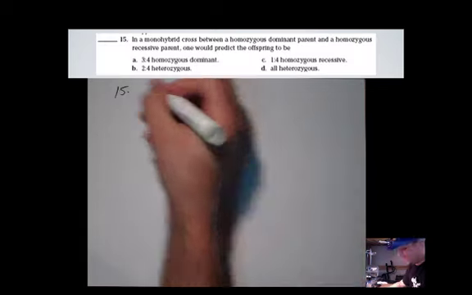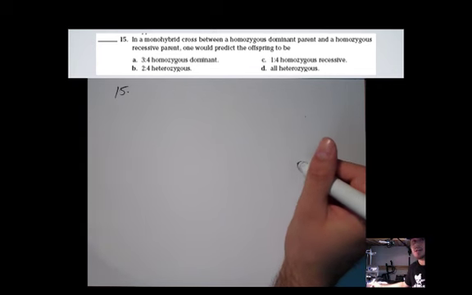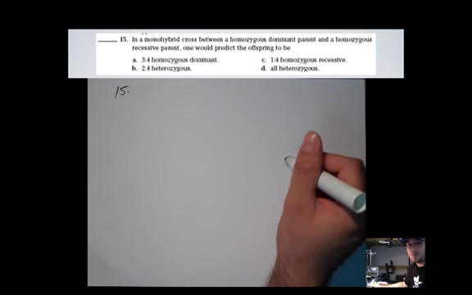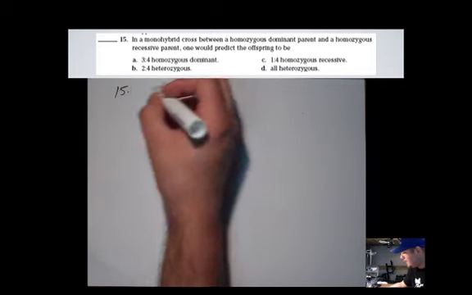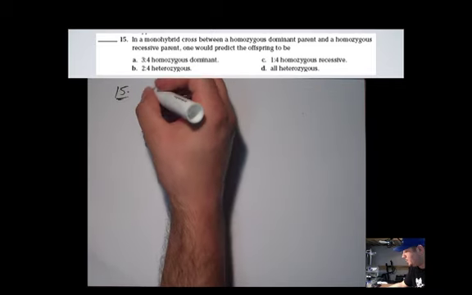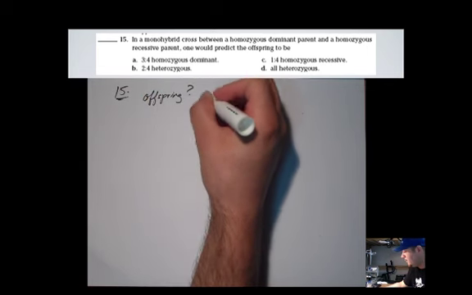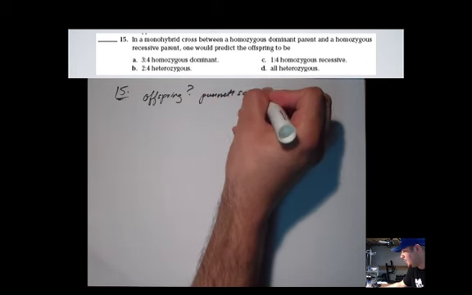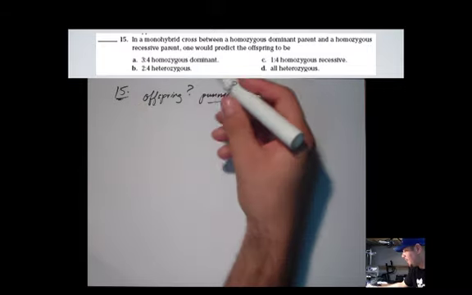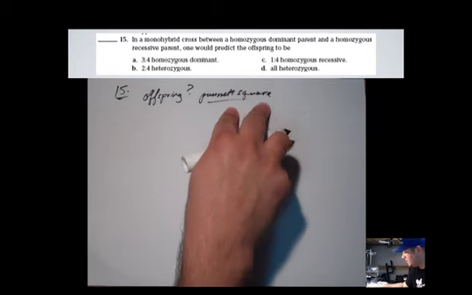So 3 to 1. In a monohybrid cross between homozygous dominant parent and a homozygous recessive parent, one would predict the offspring to be blank. So here, anytime they ask you for the offspring, whenever they ask you what are the offspring going to be, you know that you're going to do a Punnett Square. Okay? That's a big hint. Should have told you that a while back, but just remember that. If they're asking for offspring, Punnett Square, okay?